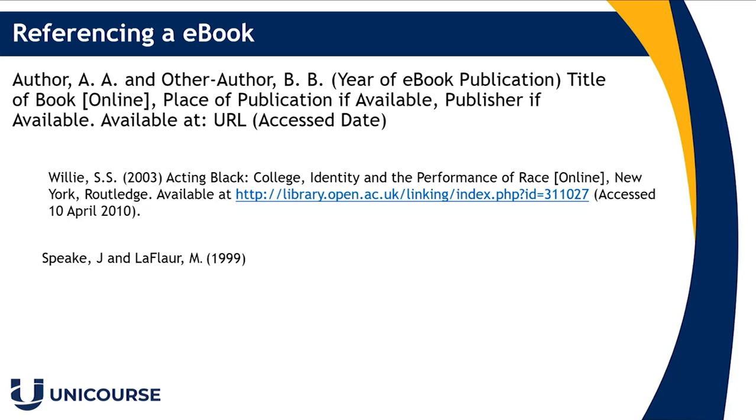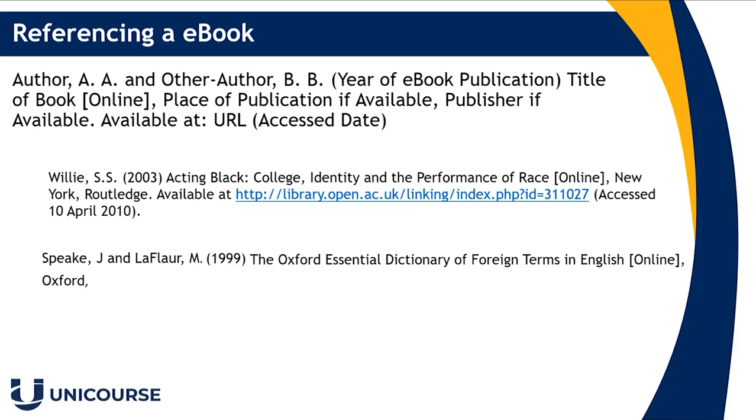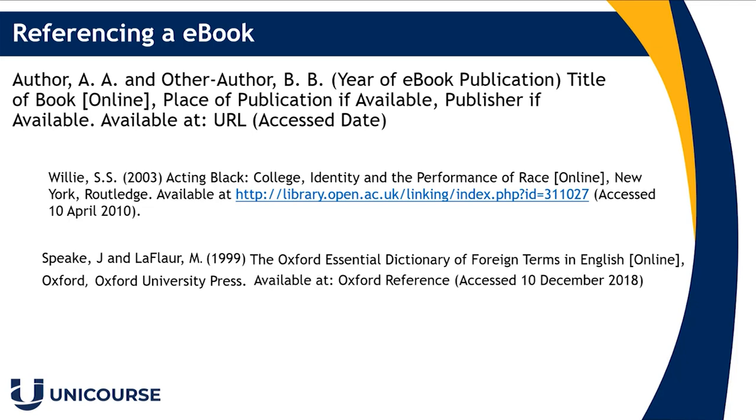So an example here, this ebook has 2 authors, so make sure that you inform of them. The year of publication, the title of the book, and in square brackets informing that it's online. The place of publication, if it's available. It's not always available, so if it is, the publisher's information if this is available as well, and then available at and the URL, making sure that you put the date that you accessed it. If you are going to be citing this information, again, here are some examples for you.